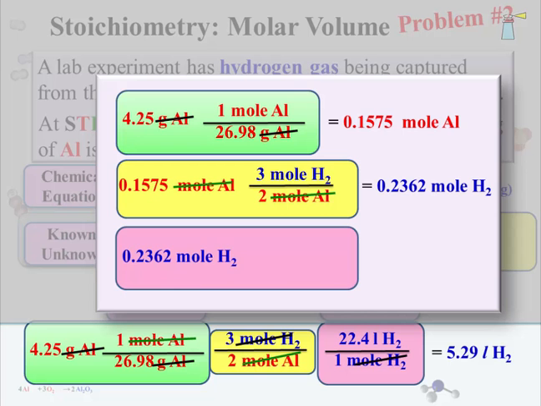Take that mole value and get out of moles of hydrogen into liters of hydrogen with the molar volume, which, at STP, has 1 mole of gas occupying 22.4 liters of volume.